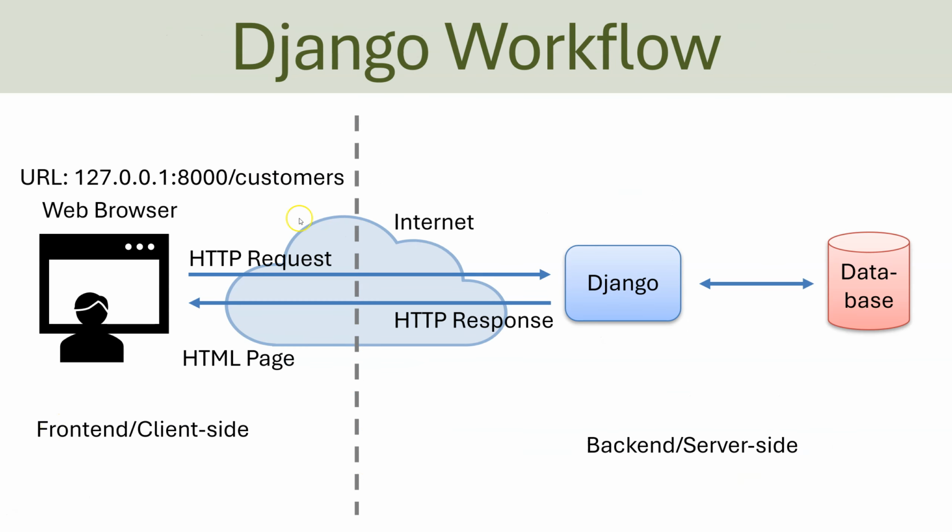In the first part I was showing this simple sketch where you sit on your web browser and request a URL like this, and this HTTP request is then sent to the Django web server, and it communicates with a database and then sends back an HTTP response in the form of an ordinary HTML web page.